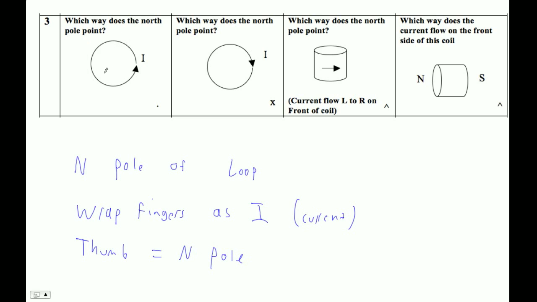If I put my fingers so that they're going clockwise or anti-clockwise, this is your right hand. Make sure you're using your right hand. Your left hand will give you the opposite, right?